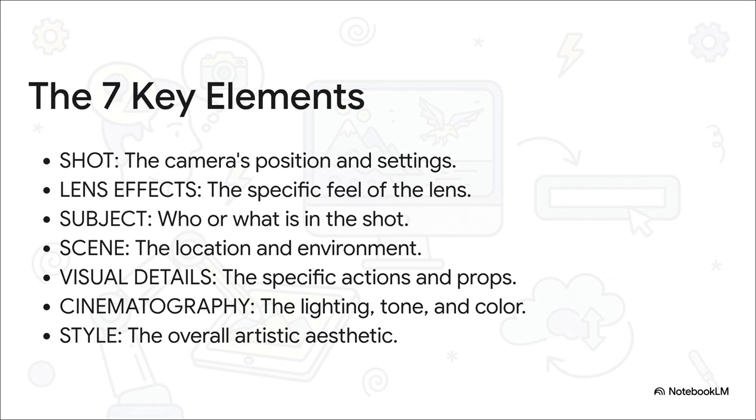It all starts with the shot. That's your camera's position, its settings. Then you've got lens effects, which gives you that specific feel. Of course, you need a subject and a scene for it to all happen in. Then you layer in the visual details, the actions, the props. And then, the really fun part, you dial in the cinematography to control the lighting and mood. And finally, you lock it all in with an overall style. Let's see how this all comes together.